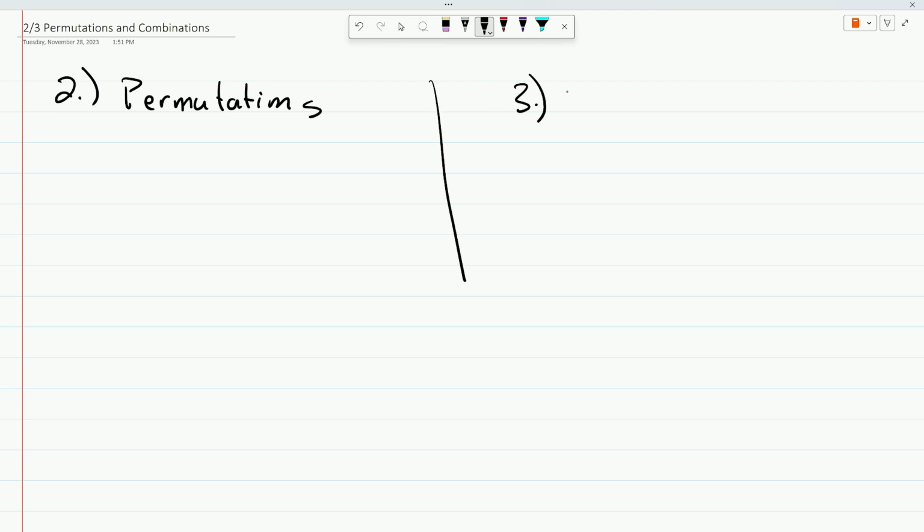Okay, so in this video, we're going to be talking about permutations and combinations. In fact, section 2 deals strictly with permutations, and then section 3 deals strictly with combinations. And traditionally, we teach both of these at the same time, so I'm going to be teaching you two sections at the same time. All right?